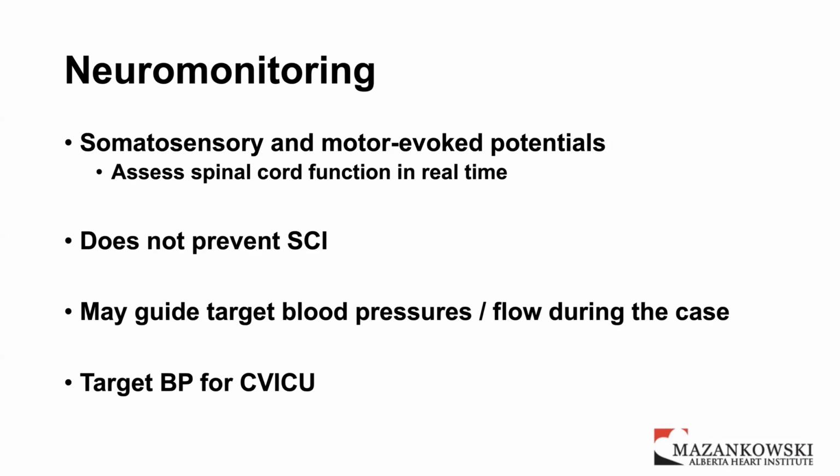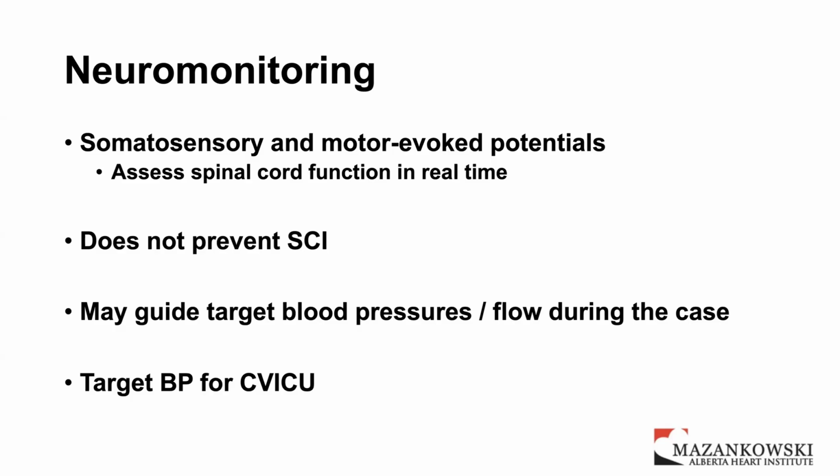Neuromonitoring, for extent 2s, we will use it. It becomes a little bit less of value when you circ arrest a patient because the nervous system doesn't conduct properly. But I do like it at the end of the case because it will guide me as to what my target blood pressure is. It does not prevent spinal cord injury, but it helps guide it.